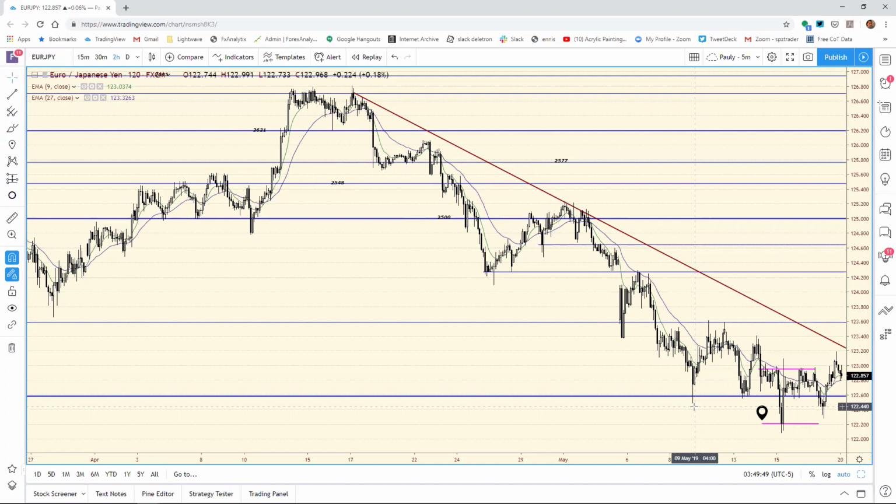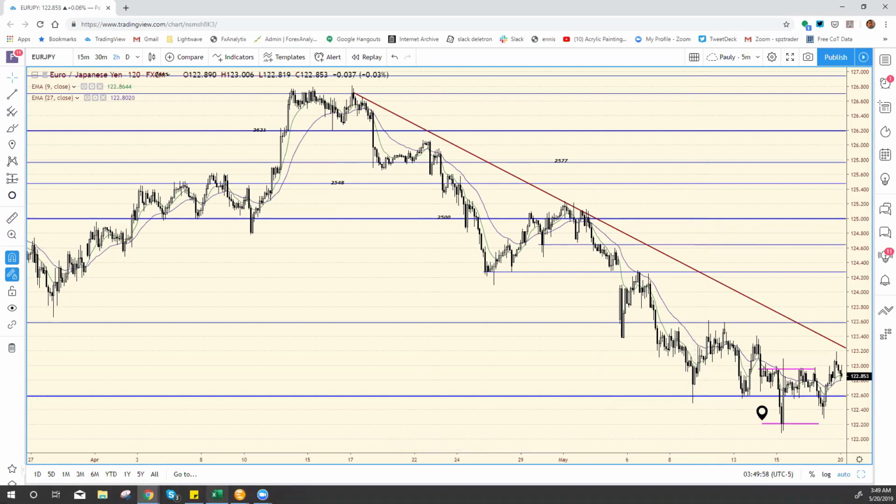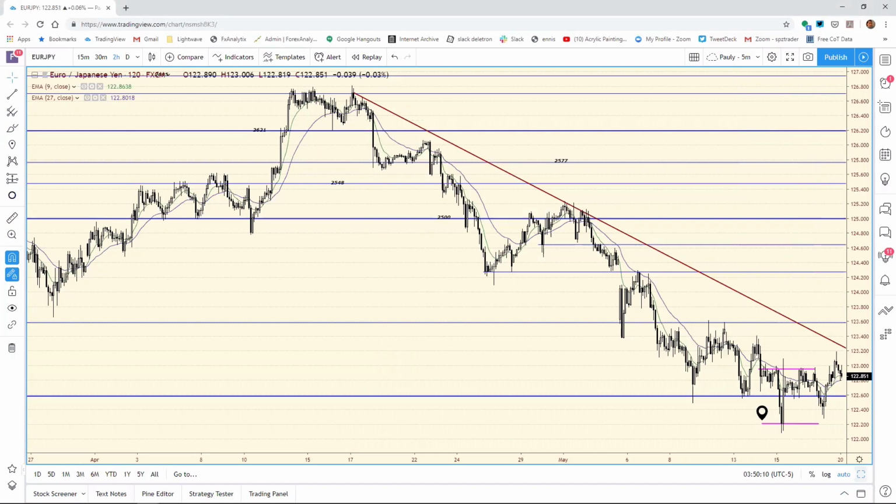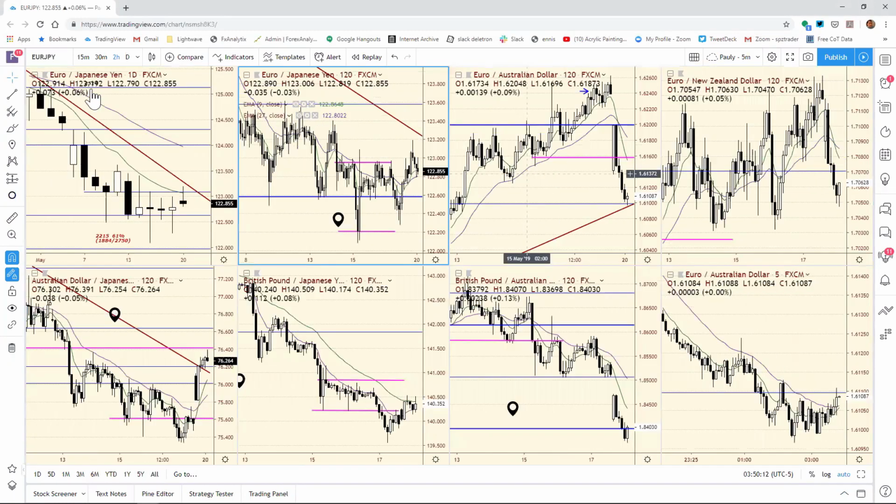For now, support's going to come in at 22.44. They break that on a 2-hour closing. We're just heading much slower, but 22.44 is important. And on to the Euro Aussie.